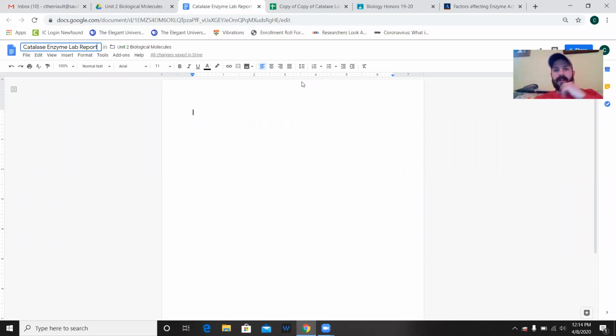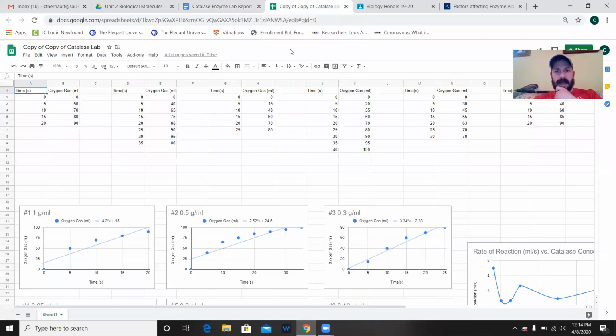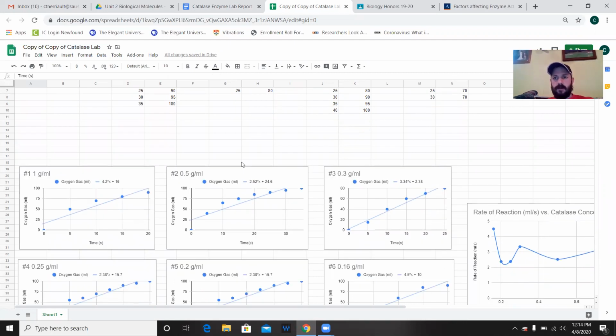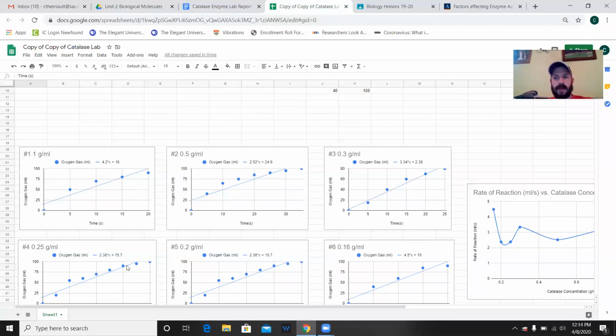So to write the Catalase Enzyme Lab, you need your class data. So this is a data sheet from a group in period 3. This particular group looked at how enzyme concentration affects the rate of reaction. So when I look at their document, they have graphs for each trial that were used to calculate the reaction rate. In this particular one, I have 2.52 milliliters of oxygen produced per second as the rate of reaction.